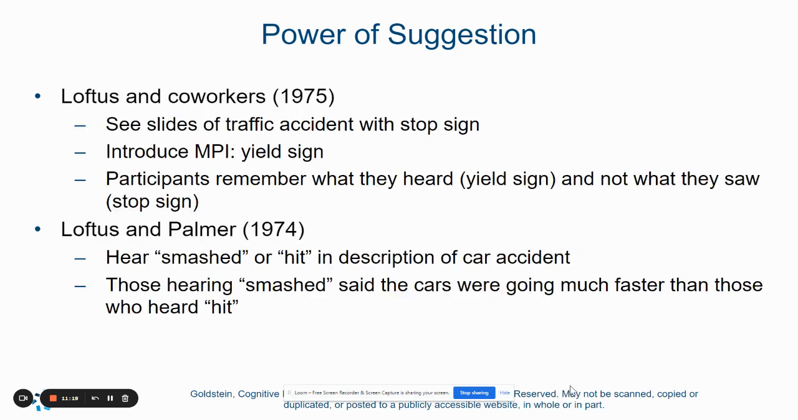So Elizabeth Loftus, and her video has been linked under the resources, and I also put in an announcement. She's kind of the guru of false memories and misinformation. She started doing her work in 1975, and she had participants look at slides of a traffic accident with a stop sign, and she also had a yield sign. And participants remembered what they heard, that there was a yield sign, but they didn't remember what they saw, which is that there was a stop sign. She did further research as well, which said that if you hear smashed or hit in the description of a car accident, hearing those words will make you think that something actually occurred.